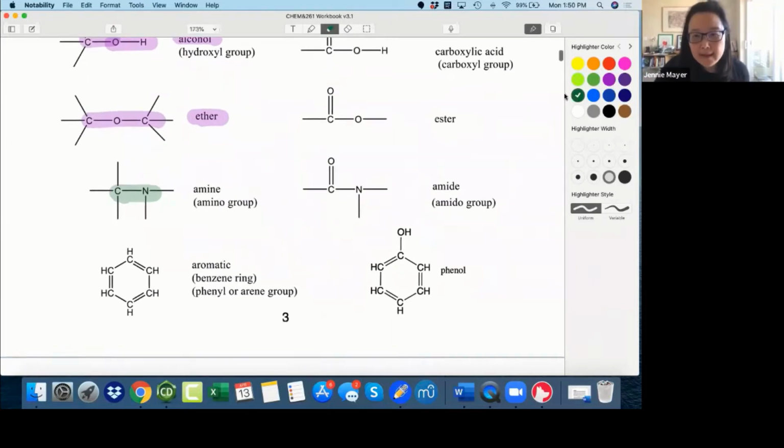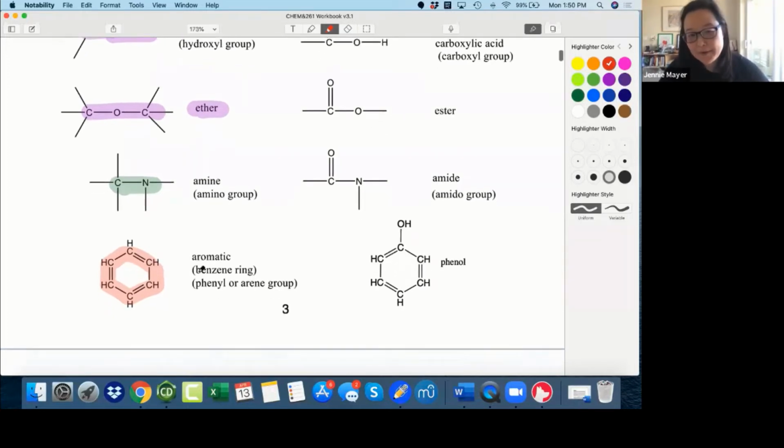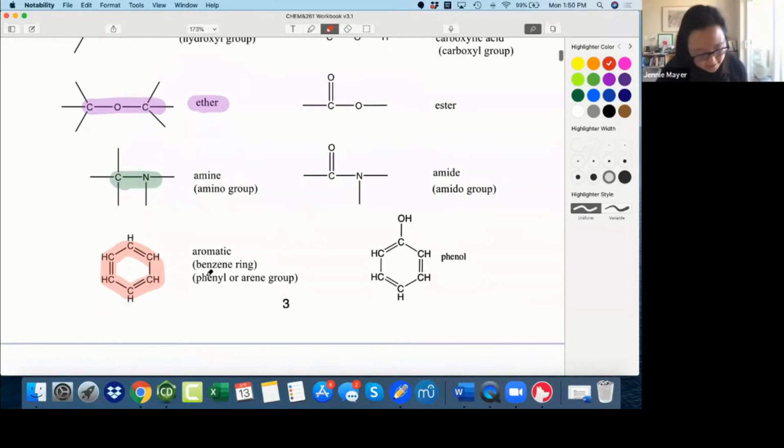And then the last one here, in this column, is the benzene ring. This is a 6-membered hexagonal ring with alternating pi and sigma bonds. So pi, sigma, going all the way around. You've probably seen this before. It's also called a phenyl ring. It goes by 3 names: aromatic group, benzene ring, or phenyl group. And sometimes it's also called arene.